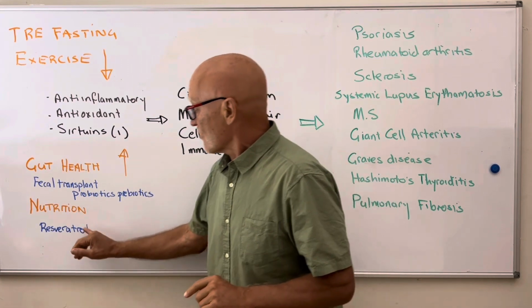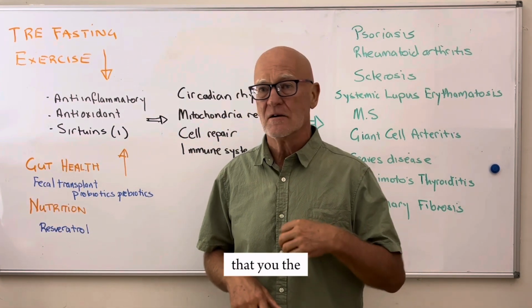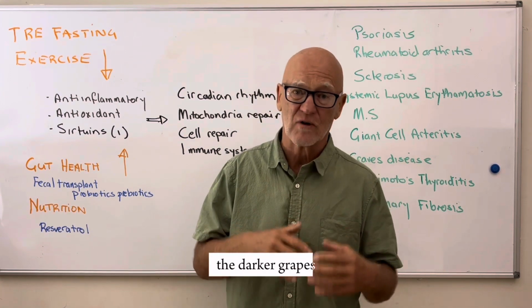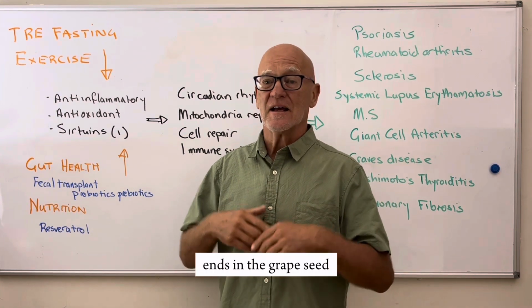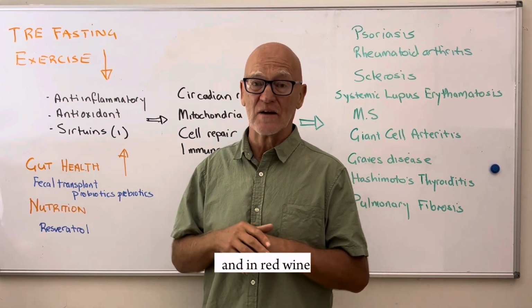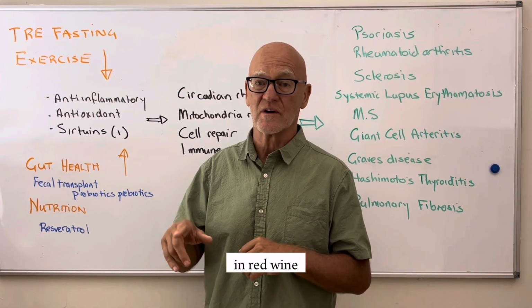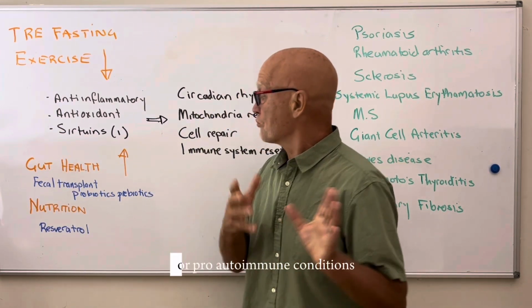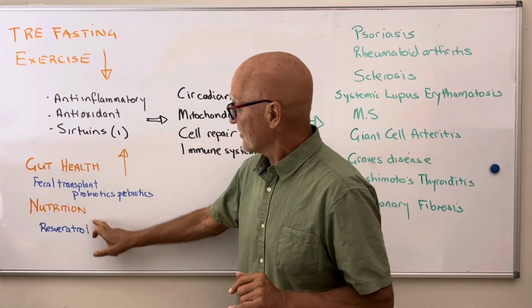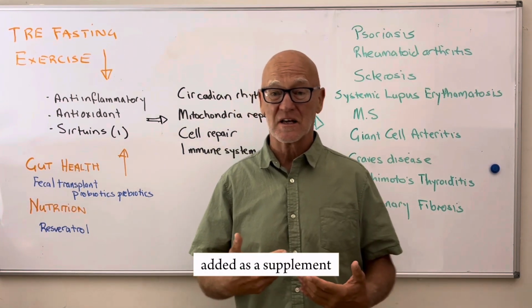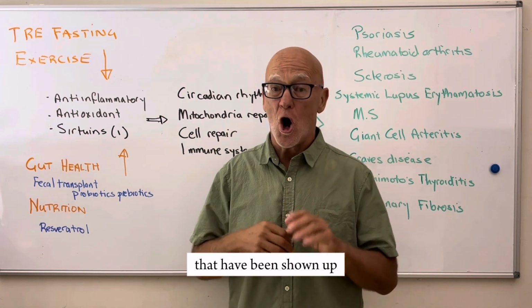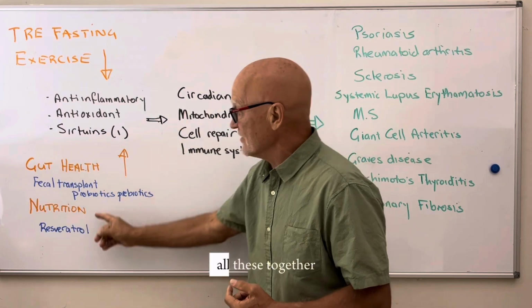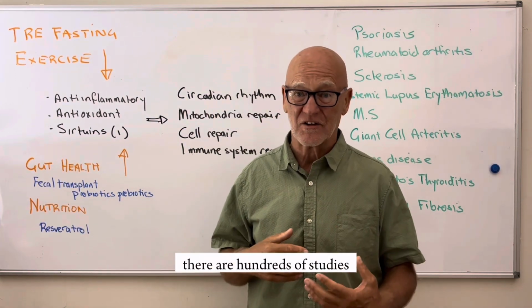And we know resveratrol, that's the polyphenol, that's the nutrient you get in the darker grapes, hence in the grape seed, in the grape skin, and red wine. But remember, there's alcohol in red wine, which is pretty well anti-autoimmune conditions, or pro-autoimmune conditions, are not very good. And so resveratrol, added as a supplement, can have lots of benefits that have been shown up in hundreds and hundreds of studies to do with autoimmune conditions. When you add all these together, there are hundreds of studies that link all these.